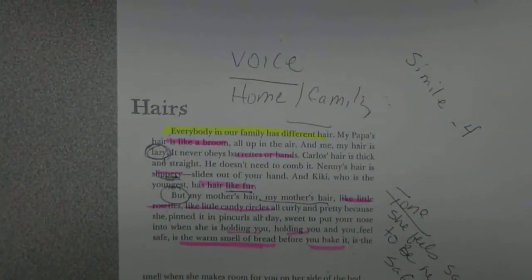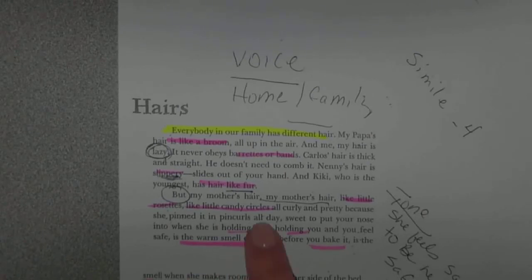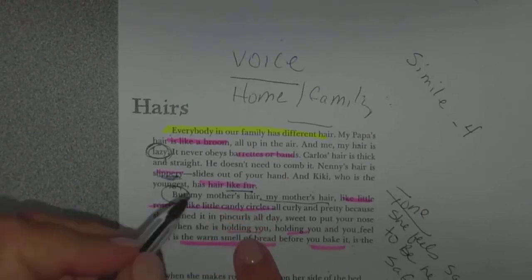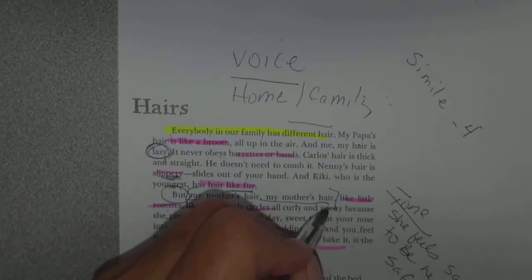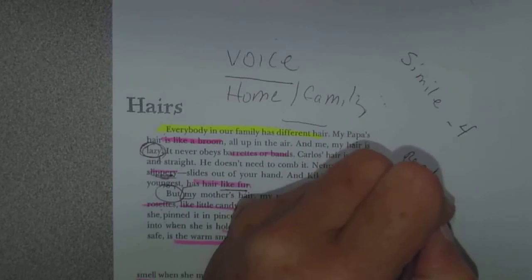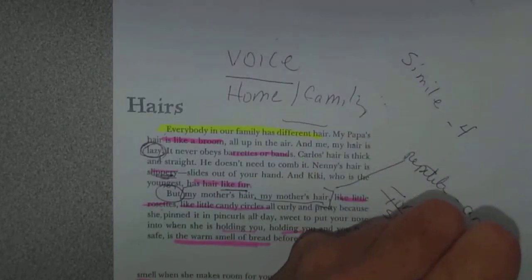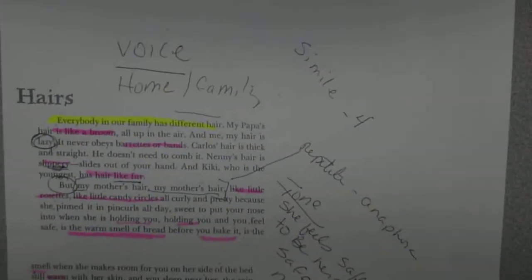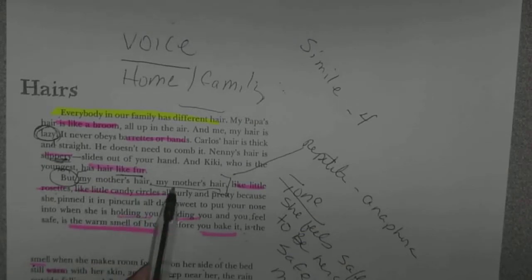So 4 similes, right? And then she has a repetition of certain phrases. My mother's hair, my mother's hair, repetition. The emphasis repetition on that, which is the anaphora, isn't it? Can you see that? The anaphora, my mother's hair, my mother's hair. She wants us to stop and to think about how secure she feels in her mother's presence.